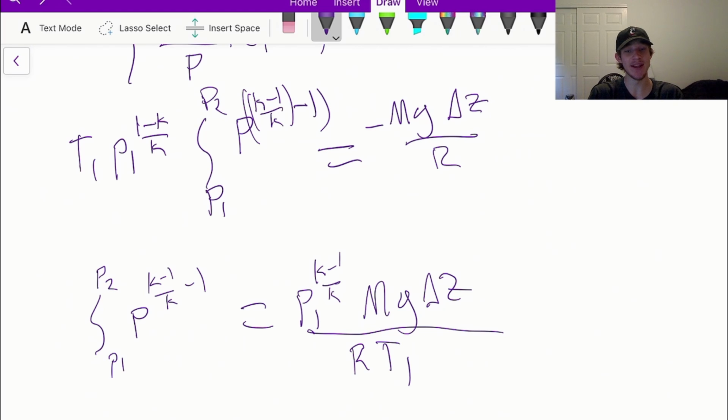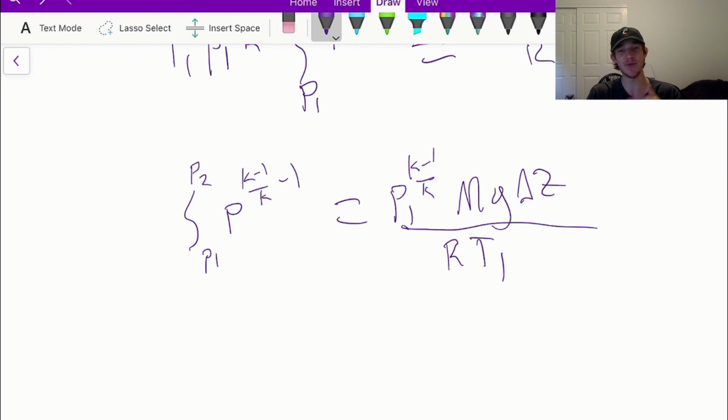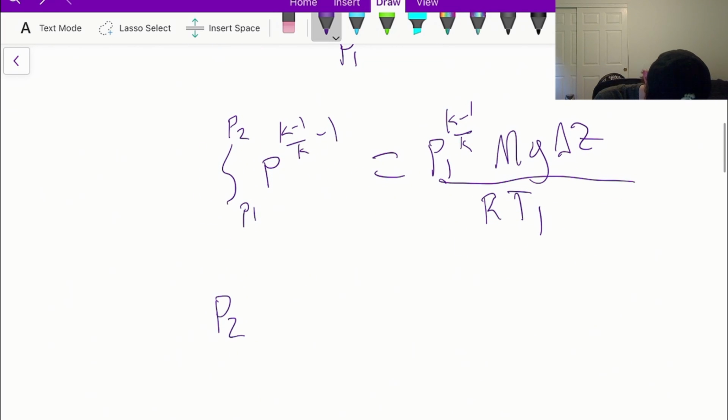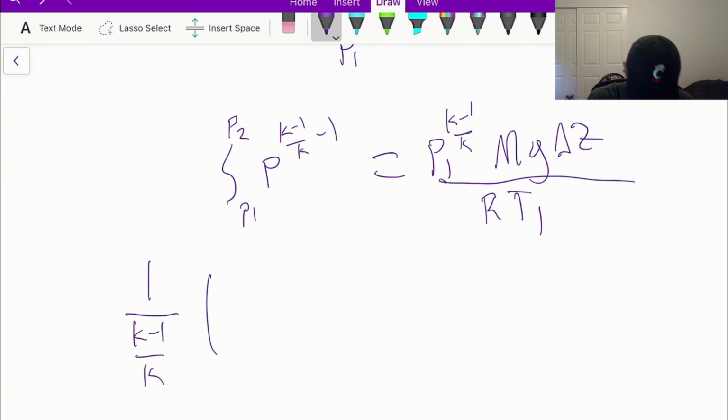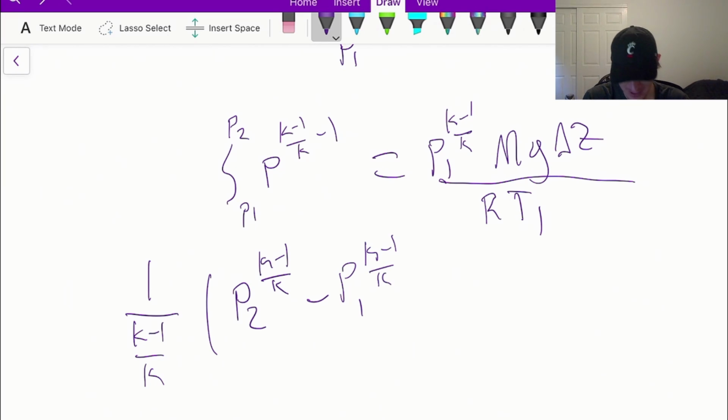And then we're left with that right there. And then once we do that, we can do the integration on the left-hand side. So we get P1. First, we have to start out with adding 1 and then doing the reciprocal. That times P2 to the K minus 1 over K minus P1 to the K minus 1 over K.